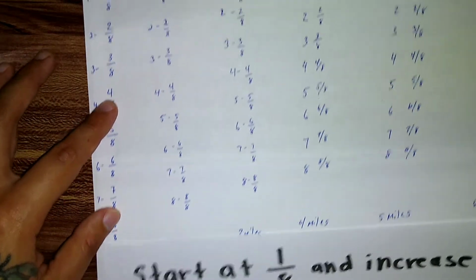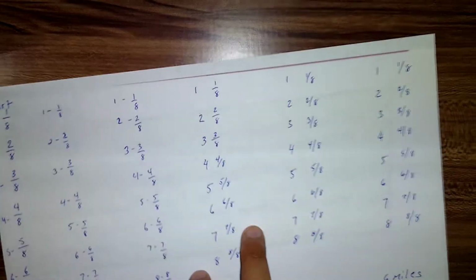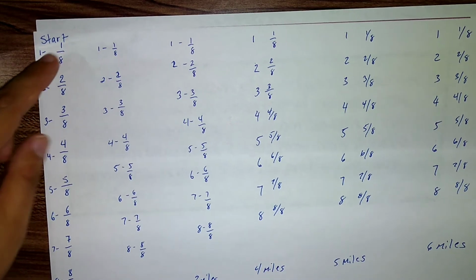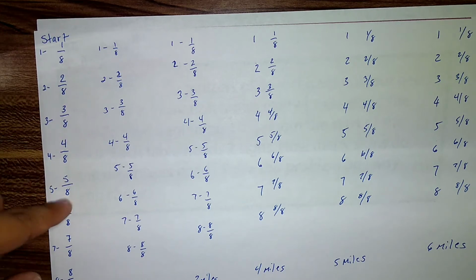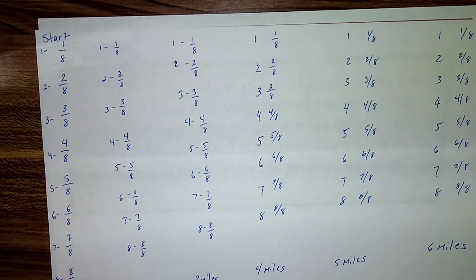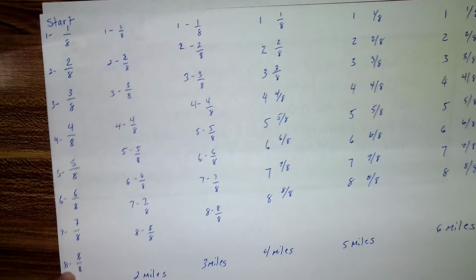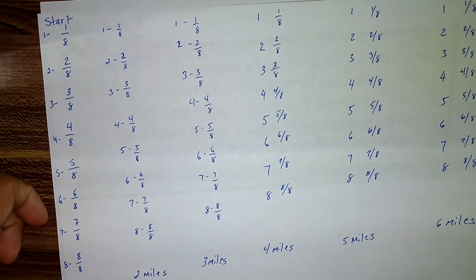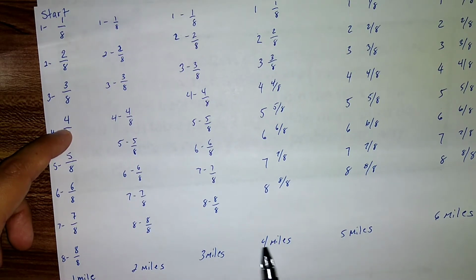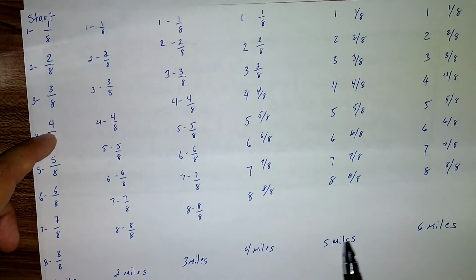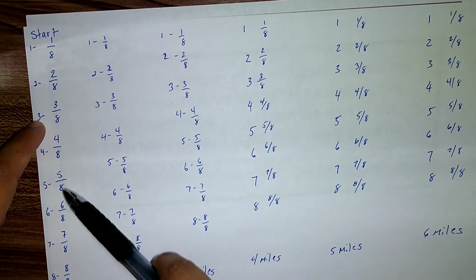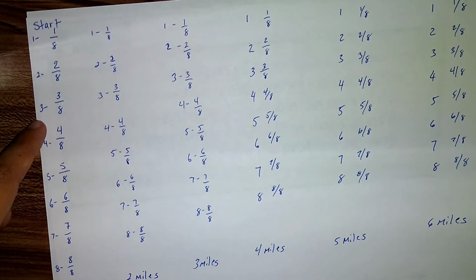Now I broke it down by mile. So it's basically the same: 1/8, 2/8, 3/8, 4/8, 5/8, 6/8, 7/8, 8/8. Just by adding 1/8 until you reach your whole number. 8/8 equals 1 mile. So this is 1 mile. This is 2 miles, 3 miles, 4 miles, 5 miles, 6 miles. In total, we have 1, 2, 3, 4, 5, 6, 7, 8. So that's 8.